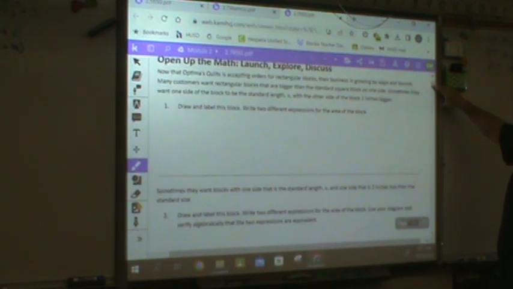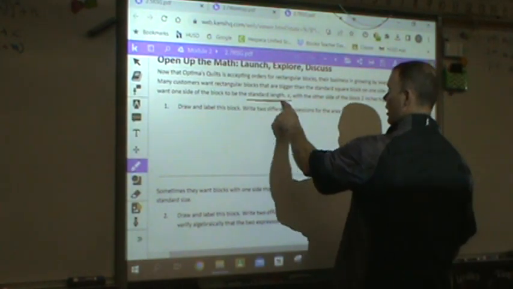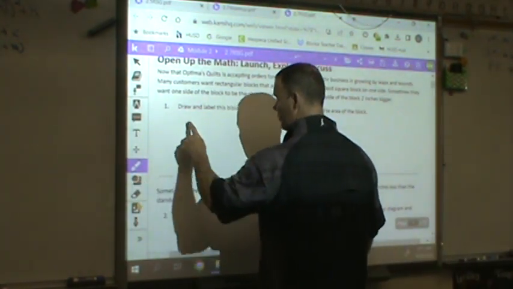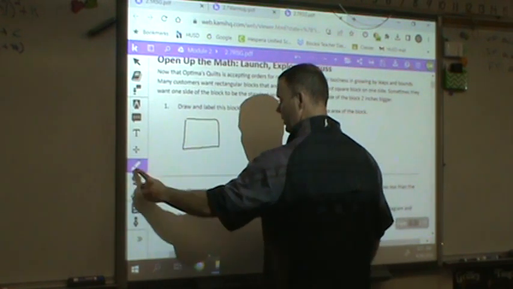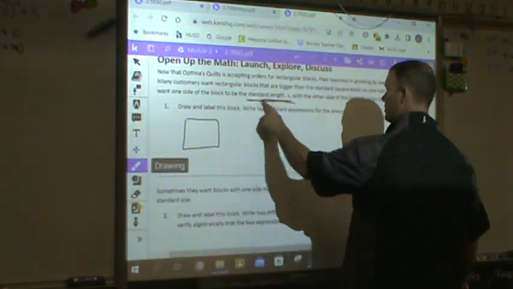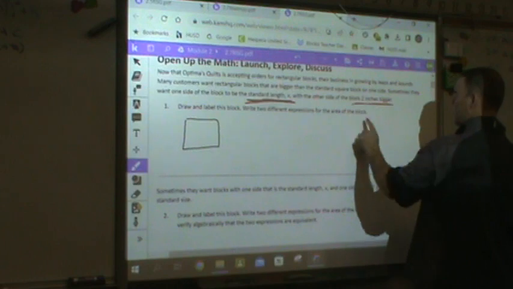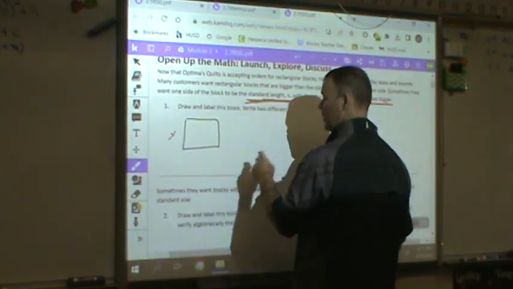Question number 1 starts with a review of what we did before. What if the original block that we start with, right? There's my original block. What if that was the standard length on one side and 2 inches bigger on the other? This we should be able to do.